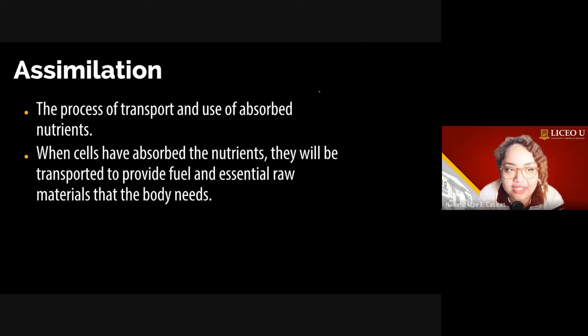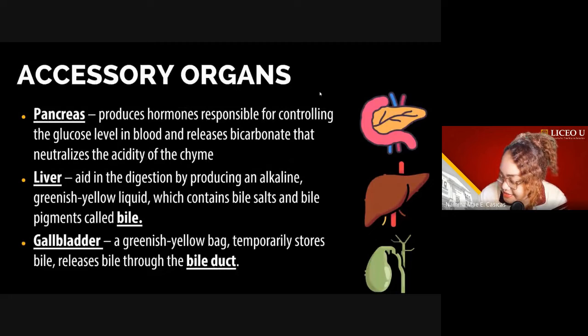And then, of course, you have your accessory organs. You have your pancreas, liver, and gallbladder. Now, I know they're called accessories, but they're very, very important. Very important in digestion. So your pancreas, they actually produce hormones responsible for controlling the glucose level in blood and releases bicarbonate that neutralizes the acidity of the chyme.